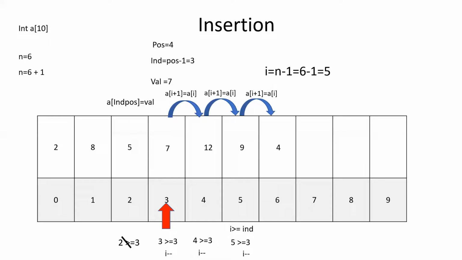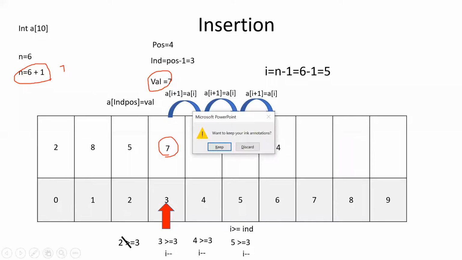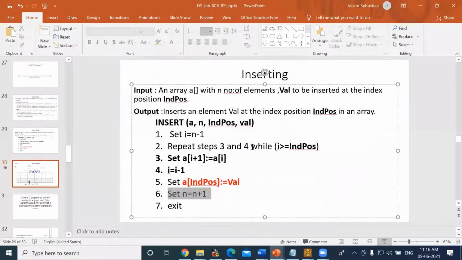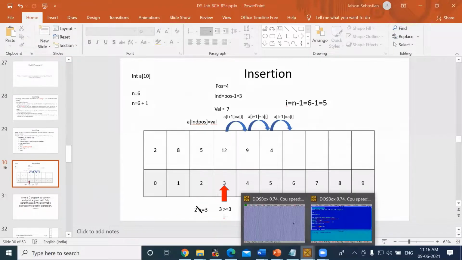Yes, ma'am. What is the step after this? After inserting the value? Then we have to increment the position, ma'am. N is not position. N is the number of elements. We inserted a new number. So how many numbers are there now? It was 6 before. Now we inserted 1, so we will be getting 7 numbers. We are incrementing the number of elements, not the position. Okay, ma'am. Now we are going to implement it as a program. The same logic we are converting, right?